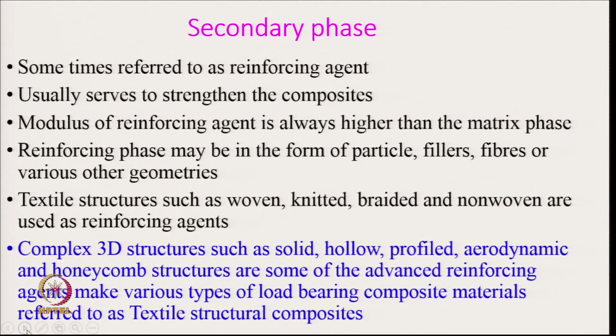Reinforcing phase may be in the form of particles, feelers, fibers or filaments, or different textile structures of different shape and geometry, and maybe the most complex textile structures nowadays available in the form of 3D textile. Complex 3D structures like solid structures, hollow structures, profile structures, aerodynamic and honeycomb structures are some of the advanced reinforcement structures nowadays being used to produce the most advanced composite material.